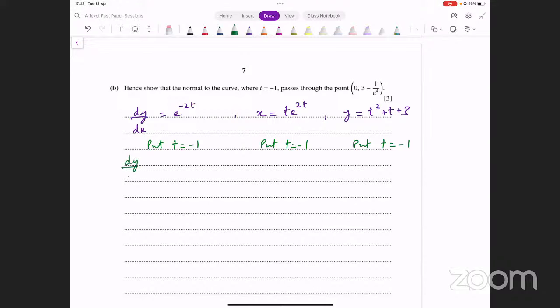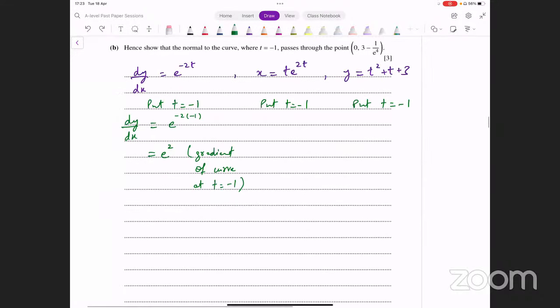जब t की वैल्यू -1 इनपुट करते हैं तो हमारे पास जो डेरिवेटिव आ जाता है, that is e raised to power -2 into -1, and that turns out to be e raised to power 2. What does this represent? This represents the gradient of the curve at t equals -1. That's what this number represents. It's the gradient of the curve, and it's also the gradient of the tangent.